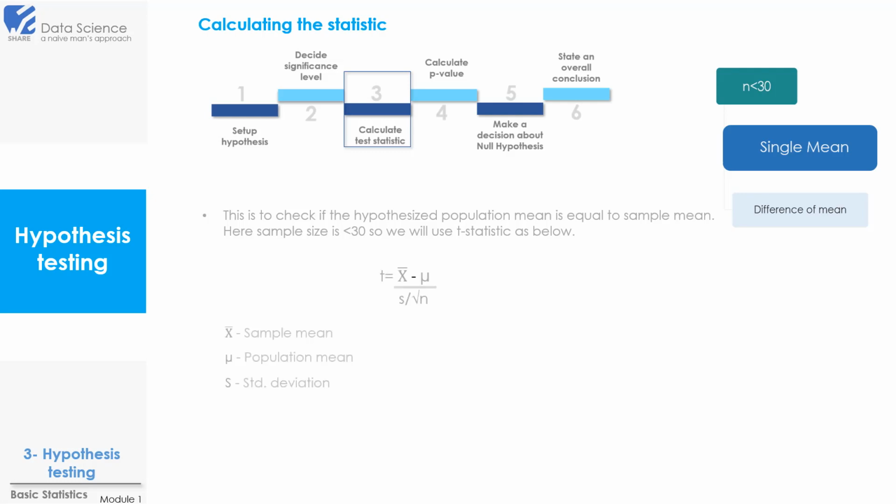The formula for the t statistic is shown here on the screen. Notice in the formula we have divided the standard deviation by the square root of the sample size n for calculating the t statistic. So again we'll calculate the t statistic from this formula and then we'll proceed with the rest of the steps as shown here at the top of the screen.